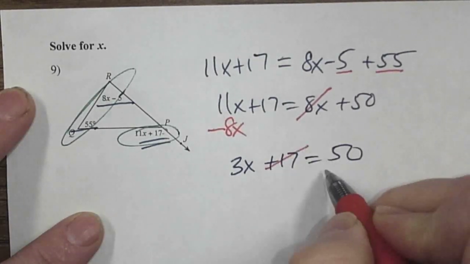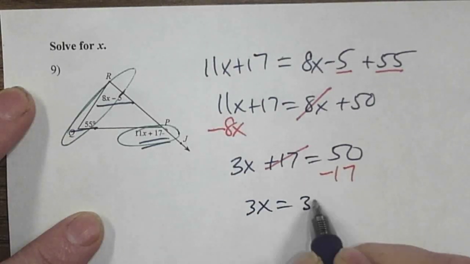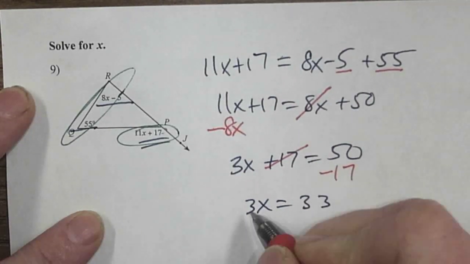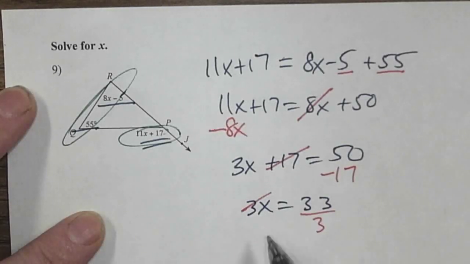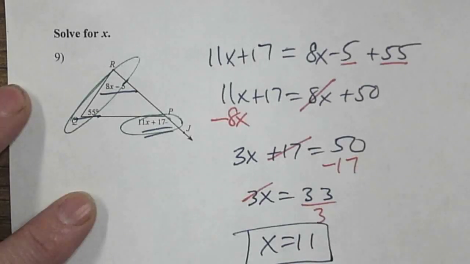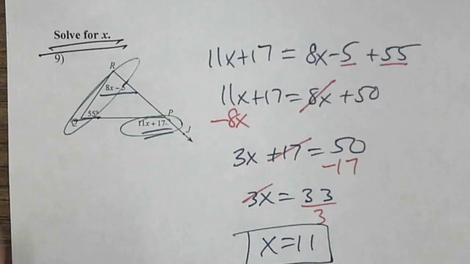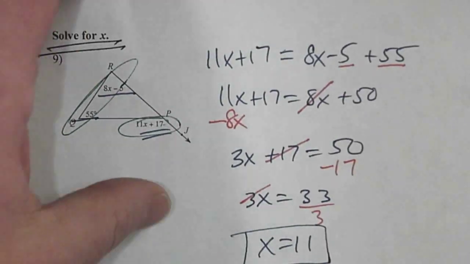Then we combine the constants. This is going to subtract this 17. So 3x is 33. Then we divide and x is 11. Do I plug it back in? No. It says solve for x, so I'm done.